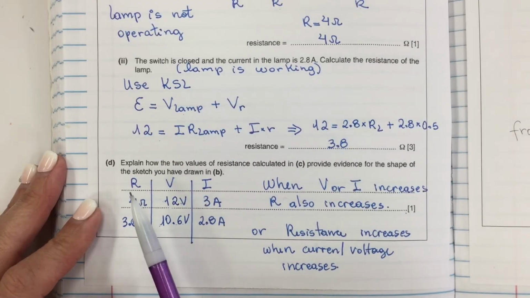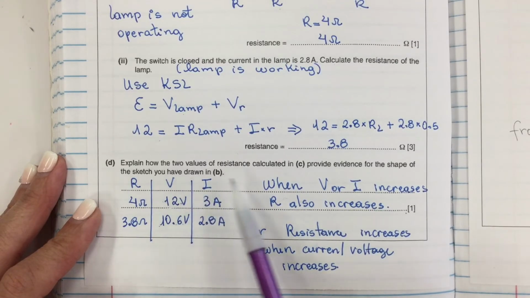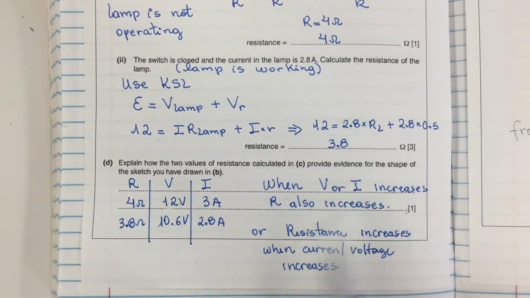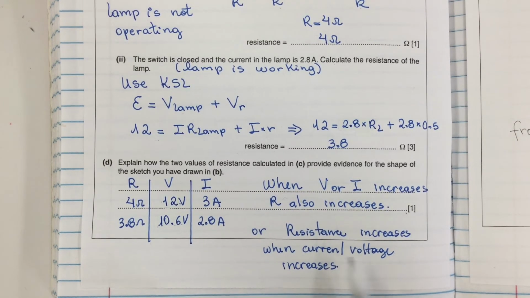So to answer the last question, explain how the two values of resistance provide the shape that we sketched on the prior question. So we can say that resistance increases when the voltage over current increases.